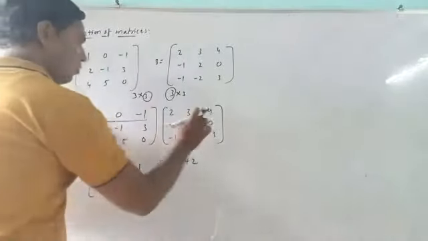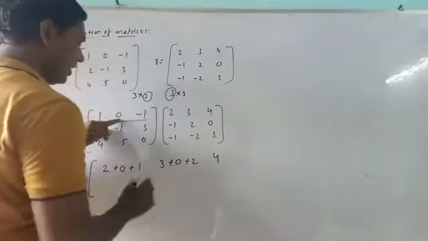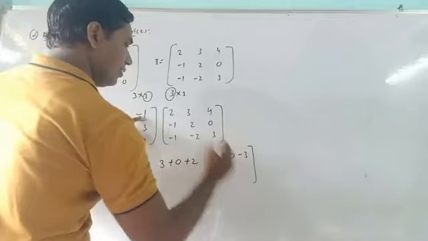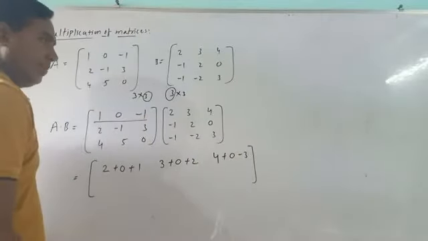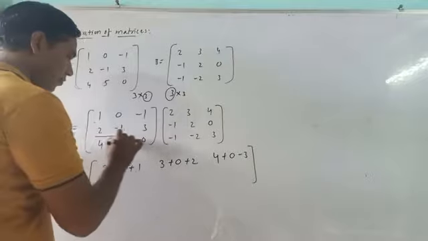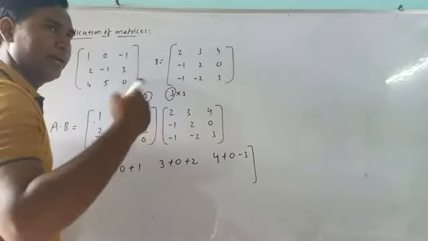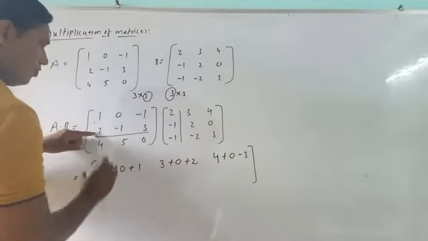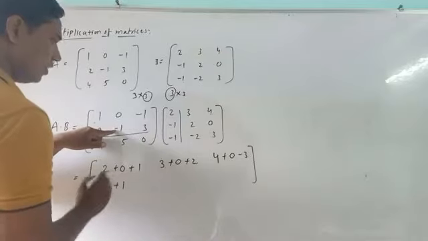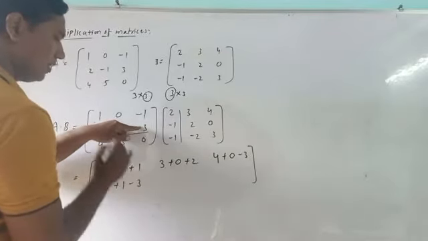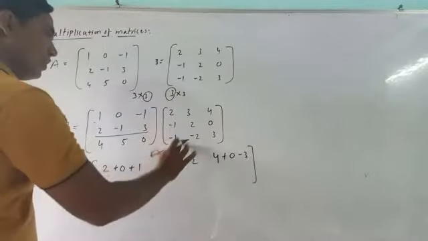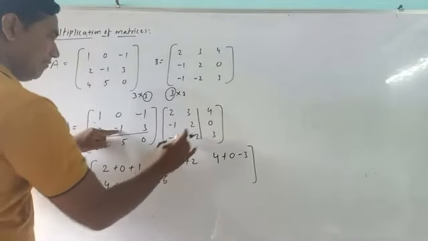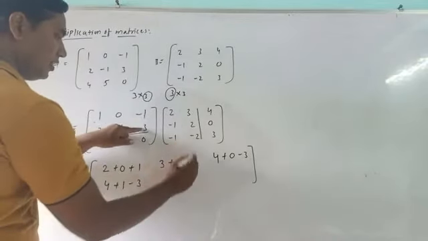Proceed to the next one. 1 into 4, you get 4. Second with the second, 0. Third with the third, -3. Complete. Okay, now choose the second row and the same steps are repeated. Now, what happens? 2 into 2, 4. -1 into -1, it becomes +1. And then 3 into -1, you get -3. Proceed further. 2 into 3, you get 6. Second with the second and third with the third.